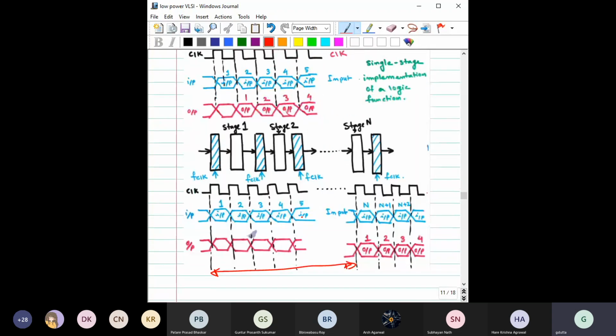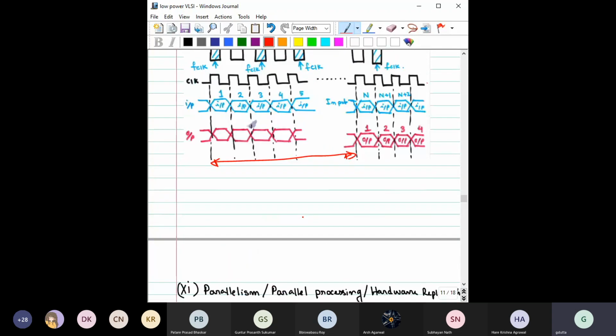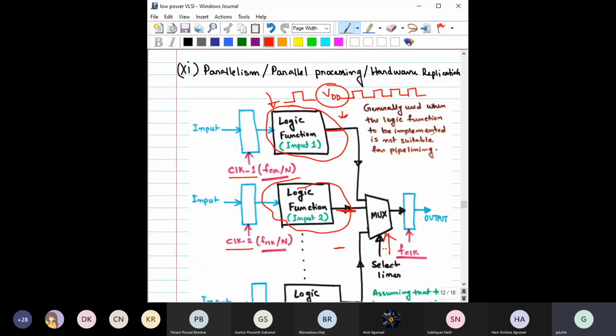The opposite concept is called pipelining. I think this is already clear to you. I am not going to discuss it. The next concept is called the pipelining concept.